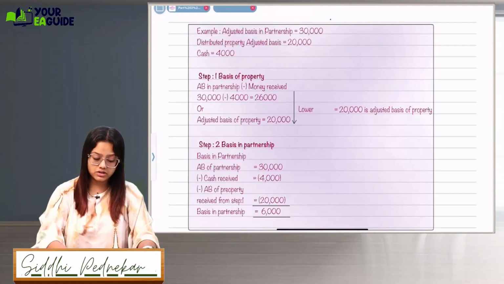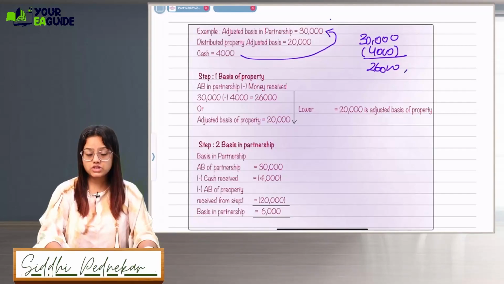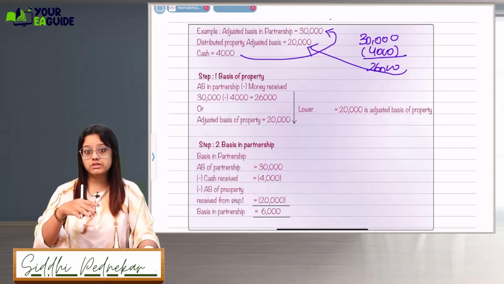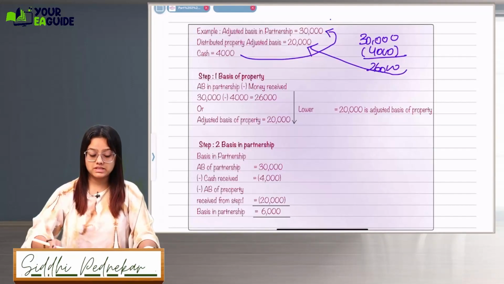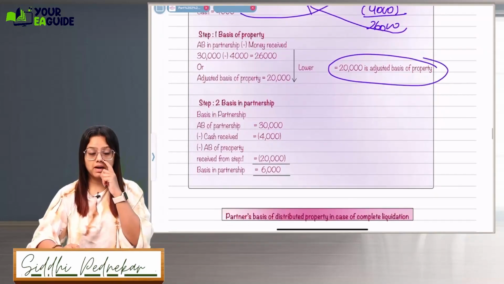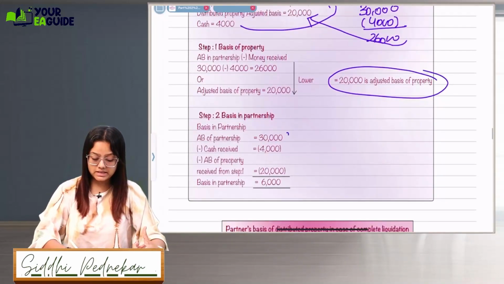So what I'll do first, I'll calculate the new basis. Meaning 30,000 was my basis. Out of that, I received a cash distribution of 4,000. That comes to 26,000. Now this 26,000 I'll compare with the property's adjusted basis of 20,000. Whichever is lower will be my new basis for the property. Got it? Step 2, basis in the partnership. In the partnership, how much will be my basis? See, 26,000 is my new basis.